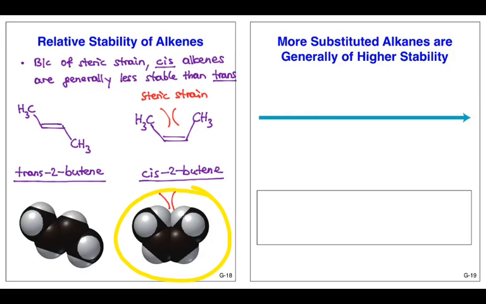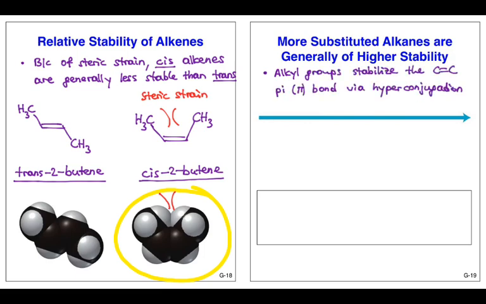So next, let's examine how the number of alkyl substituents on an alkene affects its stability. So in general, alkyl groups actually stabilize carbon-carbon double bonds. And they do this with hyperconjugation. And remember hyperconjugation from carbocations.